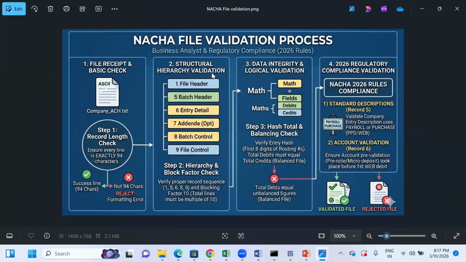Second rule, blocking. Files must be blocked at 10 lines. If these kinds of files are identified, they must automatically be blocked. That is the second rule. What does that mean? For example, if it is not 94 characters, what will happen? Automatically that file will be blocked, right? That is the second rule.